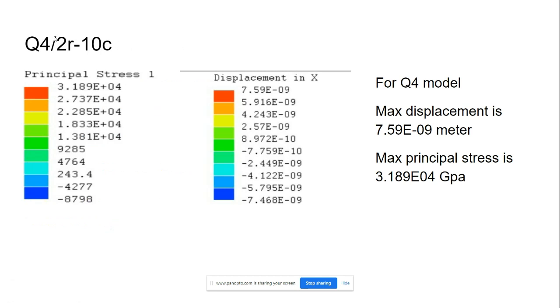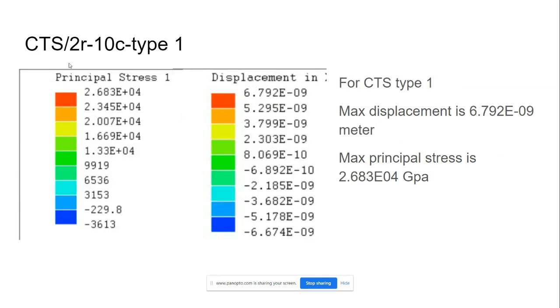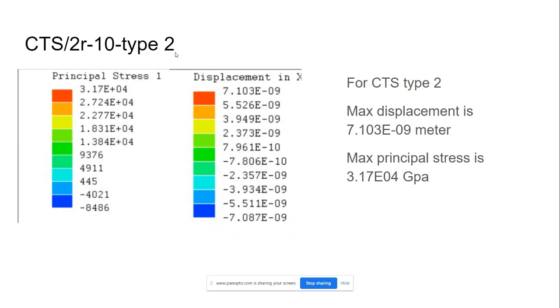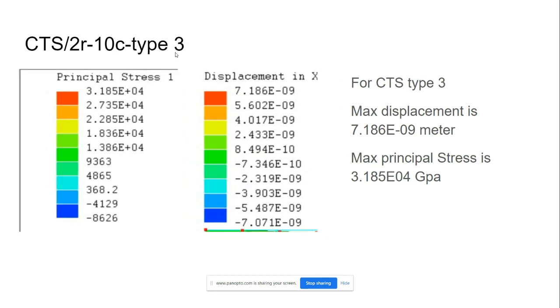So by running through the Lisa FEA software, with this Q4 with 2 rows and 10 columns element model, I'm getting the result, which is the principal stress and the displacement that is needed for the analysis in this task. So also the CTS type 1, type 2 and type 3. The only difference with these types is the element model pattern.